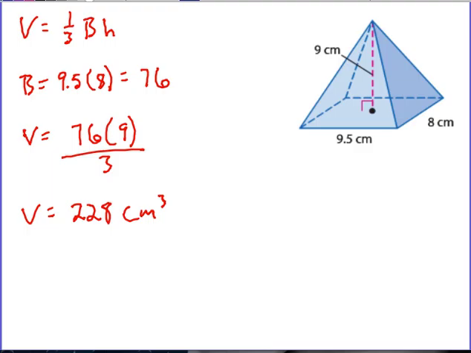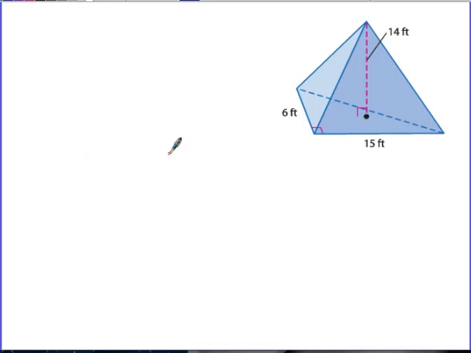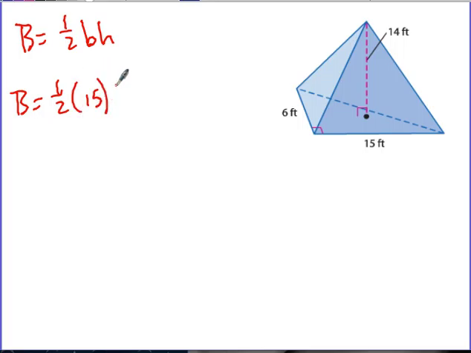All right. Next, we've got a pyramid with a triangular base. So we need to find the area of the triangle base, multiply by the height, then divide by 3. So the base area is going to be 1/2 of the little b base, so 1/2 of 15 times 6, which is going to be 45. 45 feet squared is the area of the base.